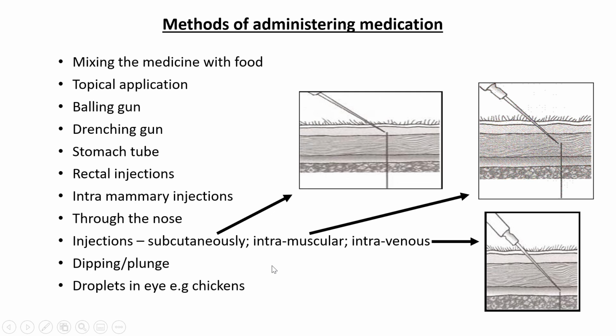Okay, then also, second to last point, you can either dip or plunge the animal. So dipping is to get rid of ticks and fleas and things on the outside of the animal. And lastly, sometimes with chickens, you can put medication as droplets into the eye of the animals. So in this case, it could be medication to put into the eye. Maybe the eye has an infection of some sort. So you can put it in with eye drops.